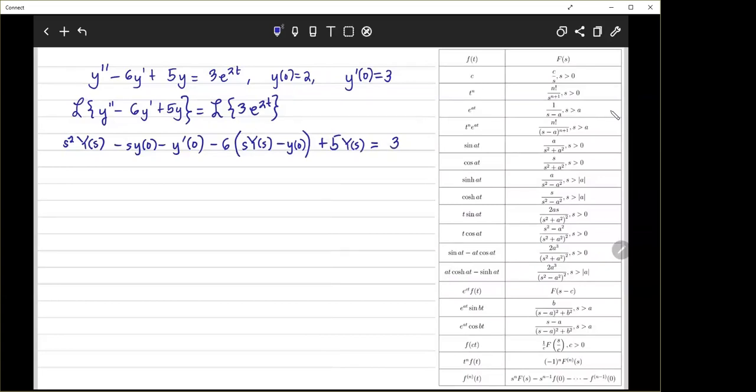So, tingin tayo sa ating table. Hanap tayo ng entry for e raised to something. e raised to at, for example. And ito yon. The Laplace of e raised to at is 1 over s minus a. Therefore, the Laplace of e raised to 2t is 1 over s minus 2.